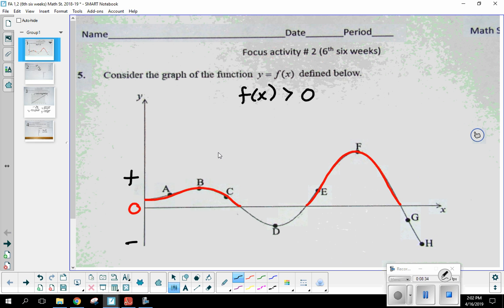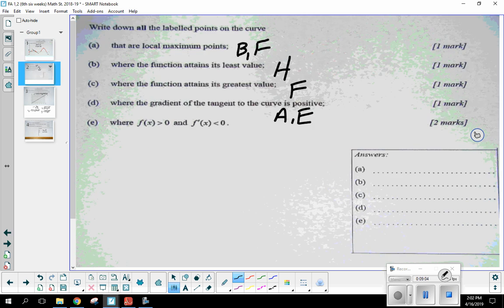Now let's look at the second part of it, where the derivative is less than 0. Okay, well, what's the derivative been providing us? The slope of tangent lines, right? So where would I get a negative slope? Again, pretend it hits that point. Okay, C would be the only location. A would be a positive, E is a positive, B would be 0, as would F. Okay, so the only one that works here has got to be point C.